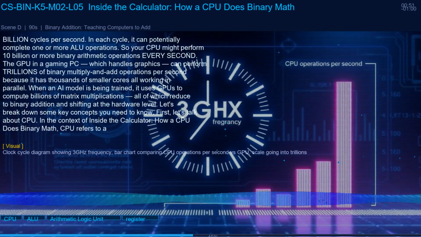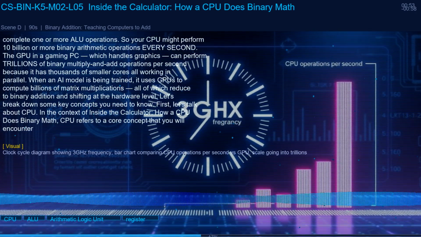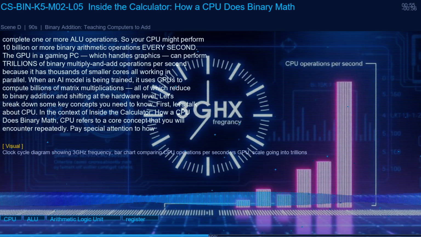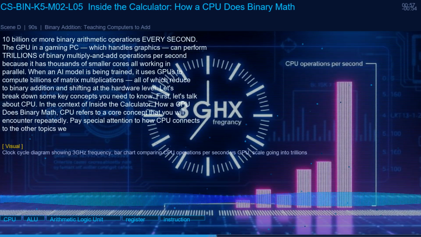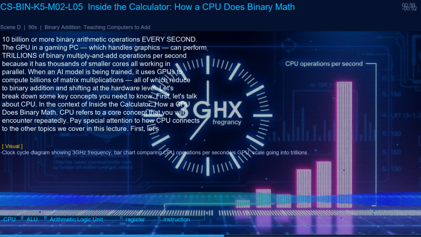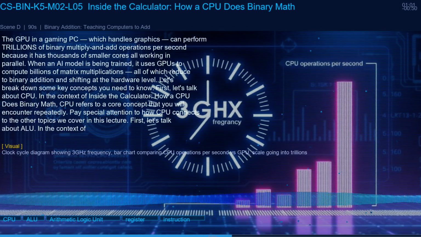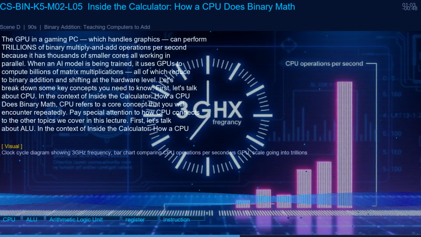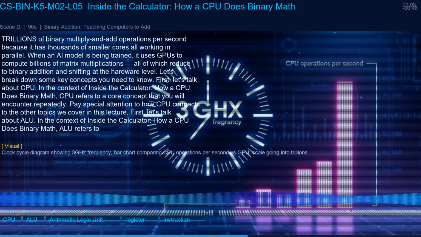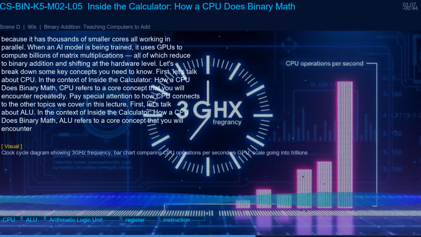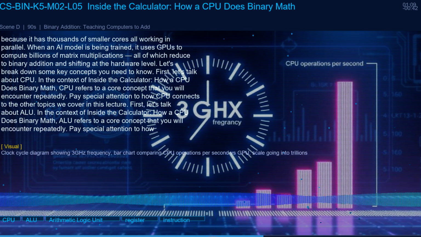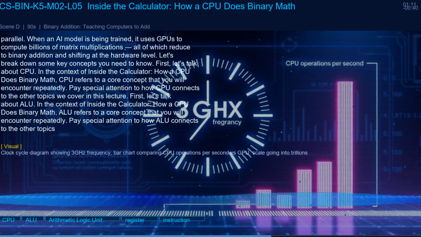Let's break down some key concepts you need to know. First, let's talk about CPU. In the context of inside the calculator, how a CPU does binary math, CPU refers to a core concept that you will encounter repeatedly. Pay special attention to how CPU connects to the other topics we cover in this lecture.